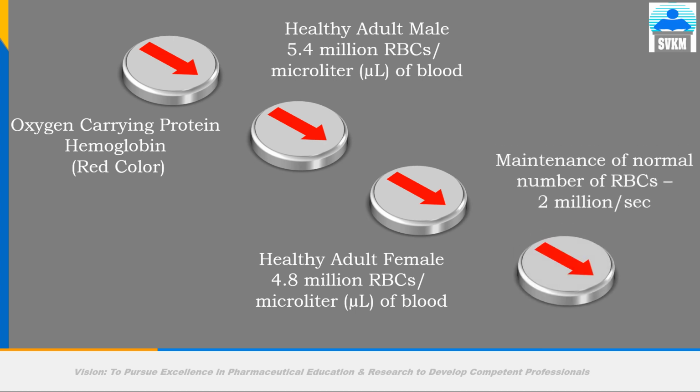To maintain the normal function of the RBCs, the new mature cell must enter the circulation at an astonishing rate of at least 2 million per second.